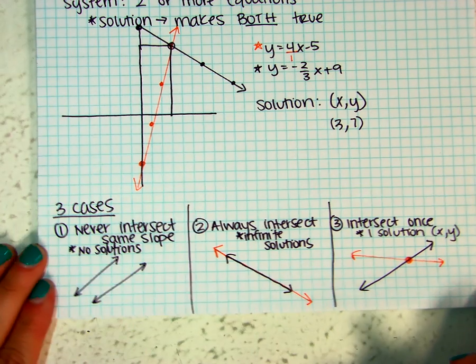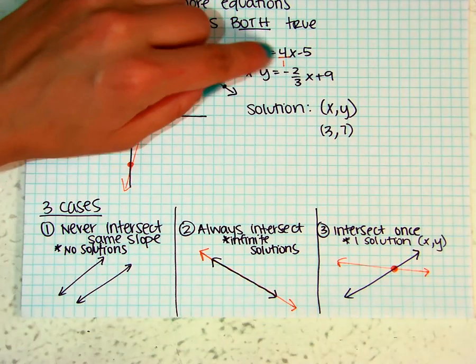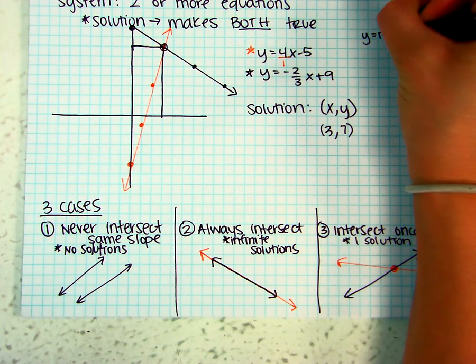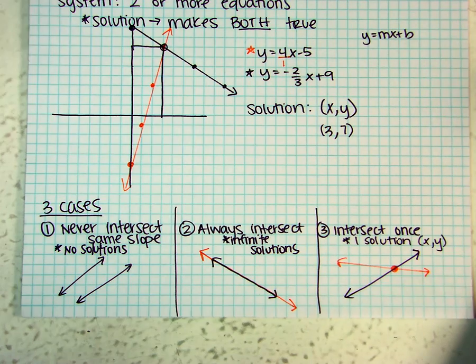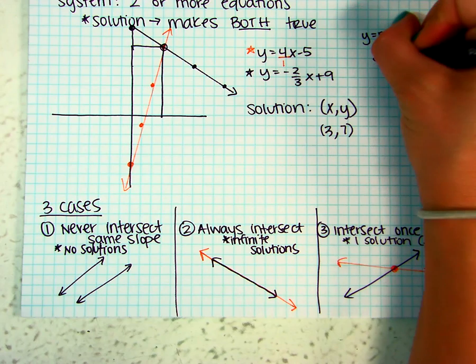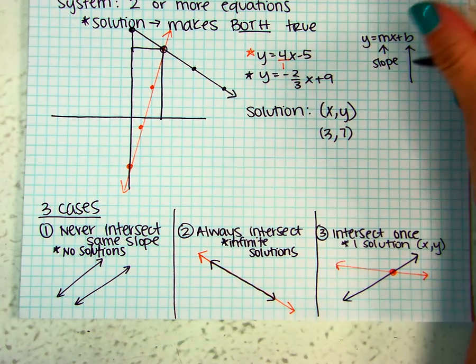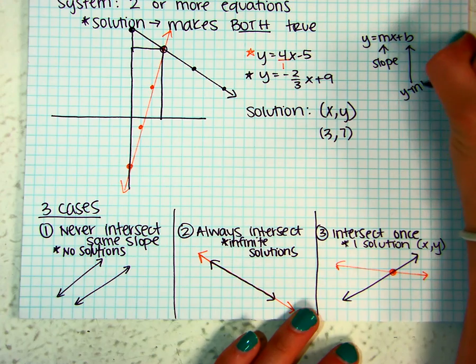Remember, before you graph any line, make sure it's in y equals mx plus b, slope-intercept form. The m is always going to be your slope. The number without the x will always be your y-intercept.